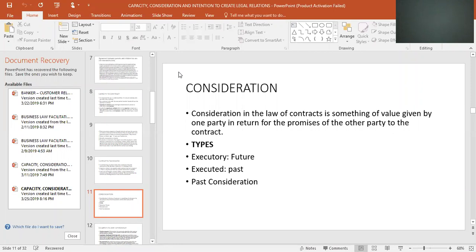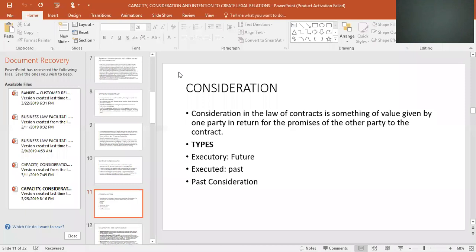Without consideration, we cannot have a valid contract. So it is one of the key elements of every contract. Now, we have types of consideration. We have three main types of consideration.